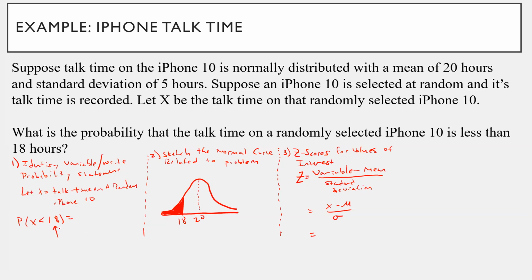This is my x variable. So you see the x here in the formula? I'm going to put 18. What was the mean talk time? What was the standard deviation? So 18 minus 20 is minus 2. Minus 2 divided by 5 gets you minus 0.40.